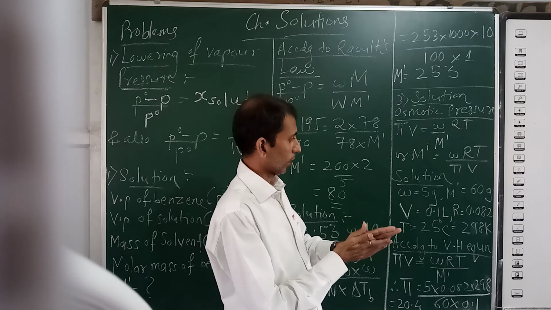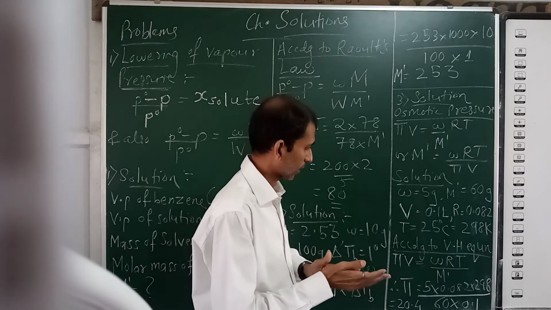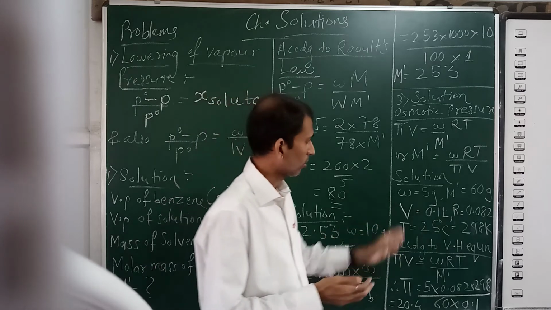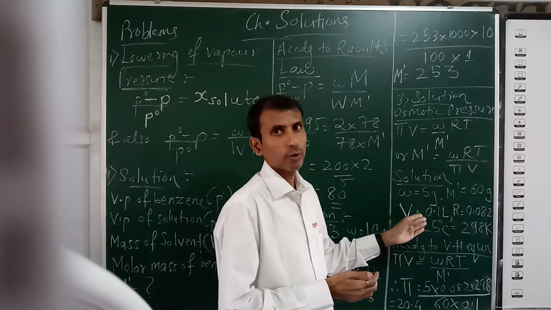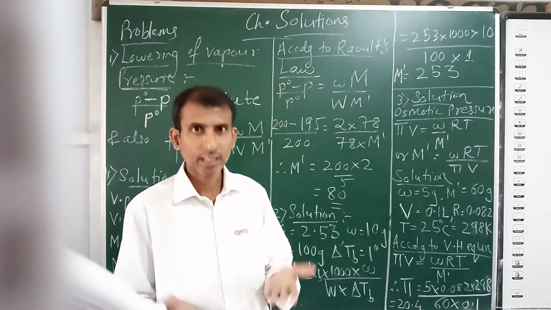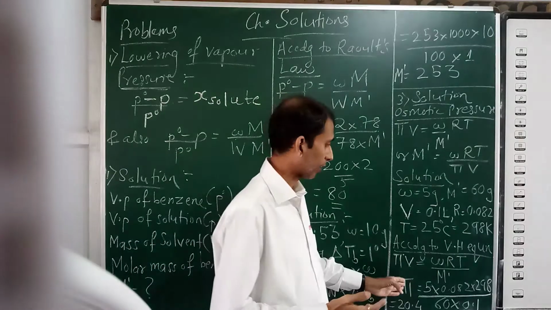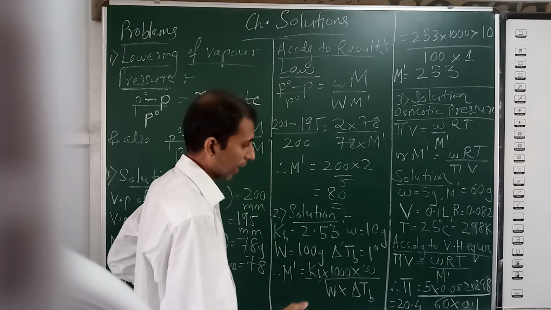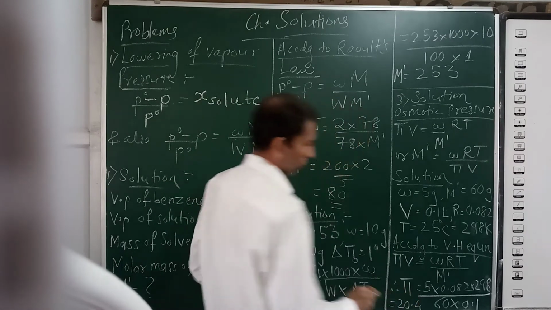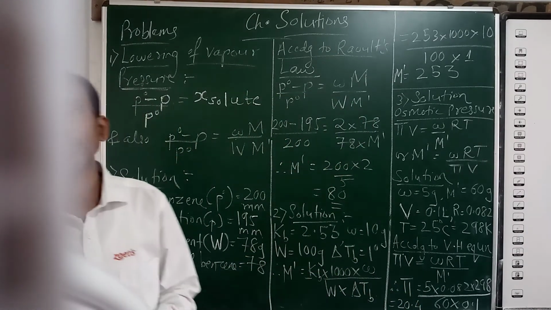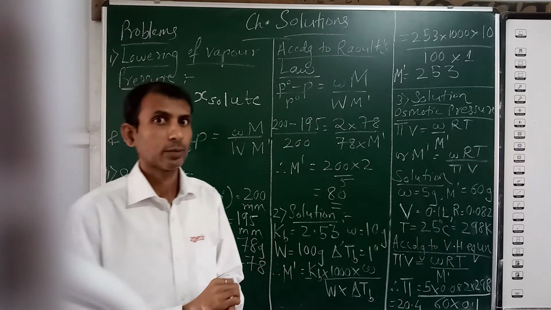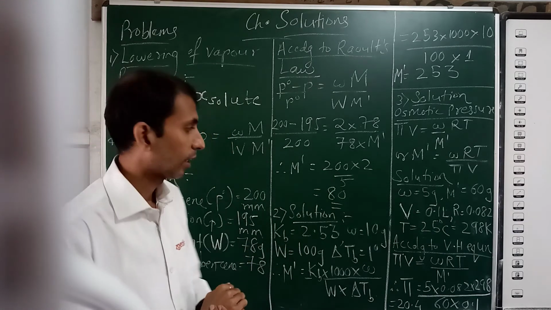So first you write down the equation, and then whatever values you have with you, substitute the values and calculate osmotic pressure pi. The final answer in this case, you will get osmotic pressure 20.4 atmospheres. Since it is a pressure, units will be atmospheres.